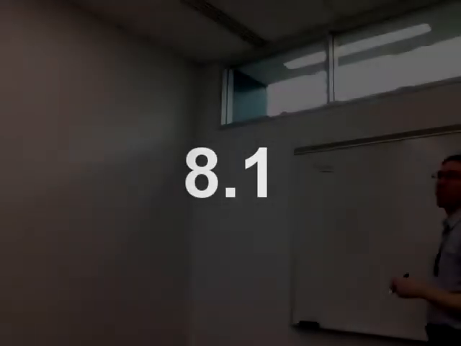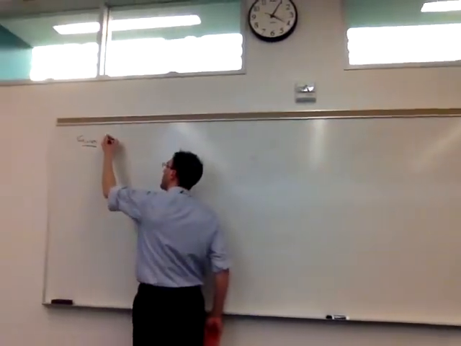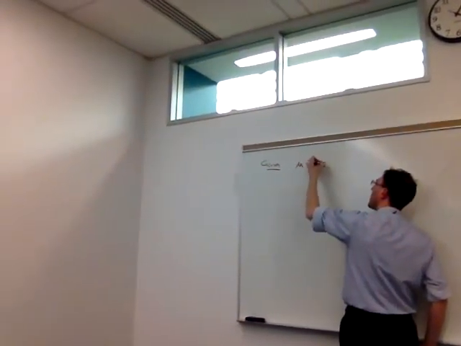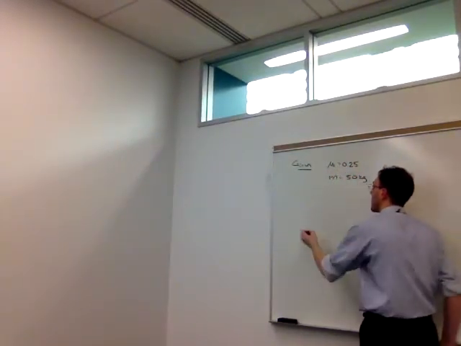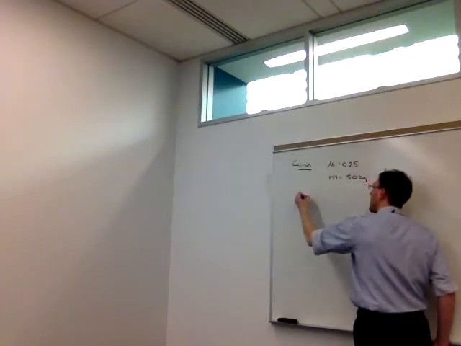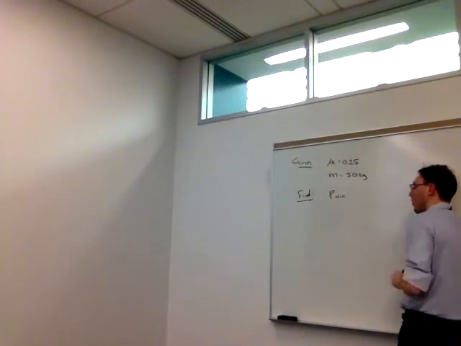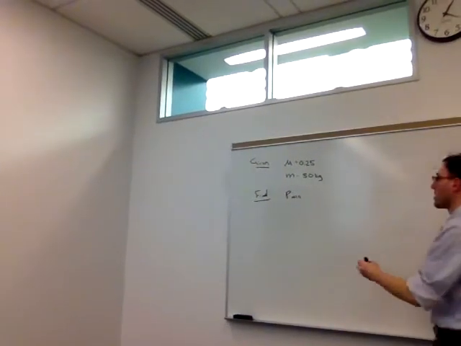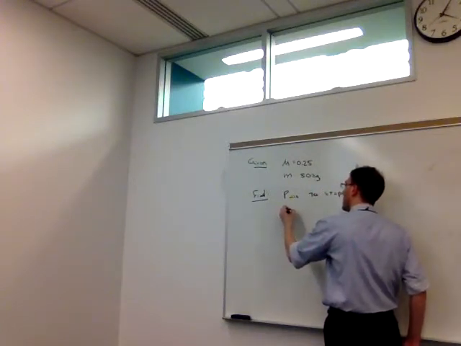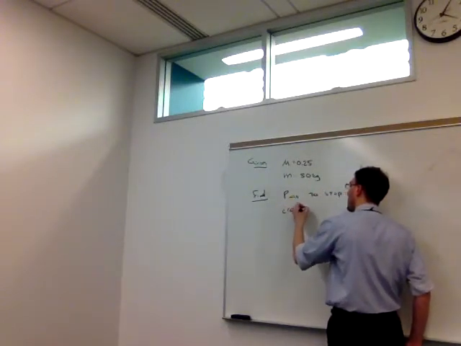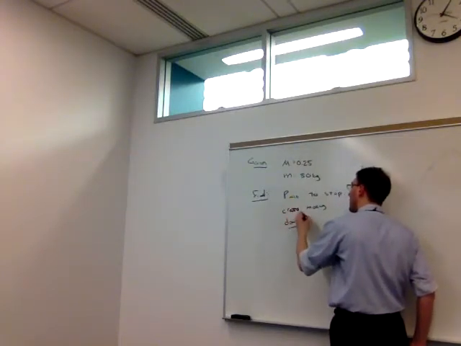Given to us is that the coefficient of friction between the surface and the crate is 0.25, and the mass of the crate is 50 kilograms. So we want the minimum value of P to stop the crate from moving down the incline.